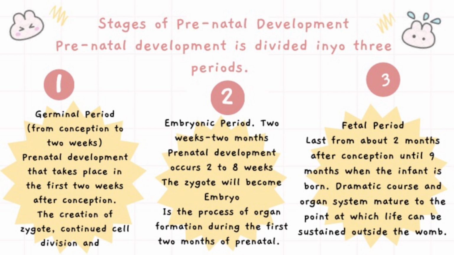Next is embryonic period. This is 2 weeks to 2 months. Prenatal development occurs at 2 to 8 weeks. The zygote will become embryo, and it's the process of organ formation during the first 2 months of prenatal. Third is the fetal period, which lasts from about 2 months after conception until 9 months when the infant is born. Dramatic course and organ systems mature to the point at which life can be sustained outside the womb.